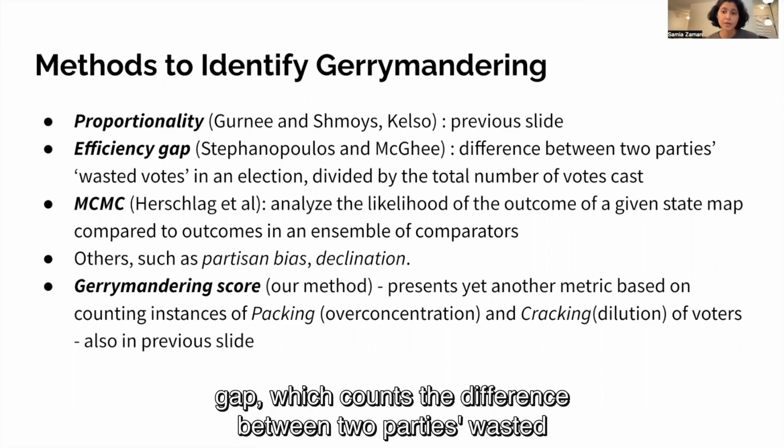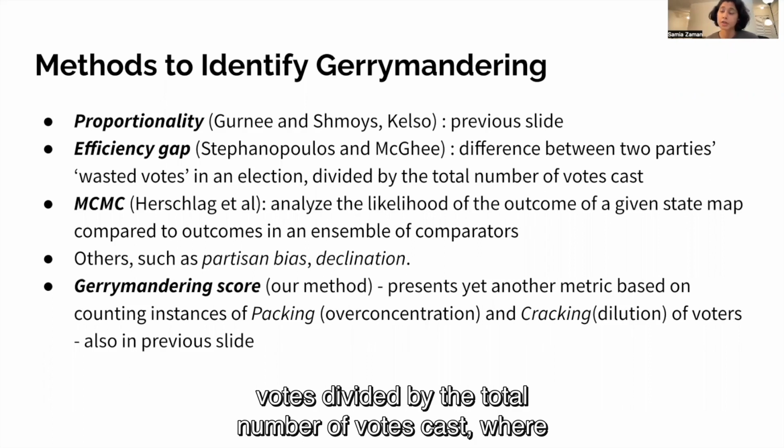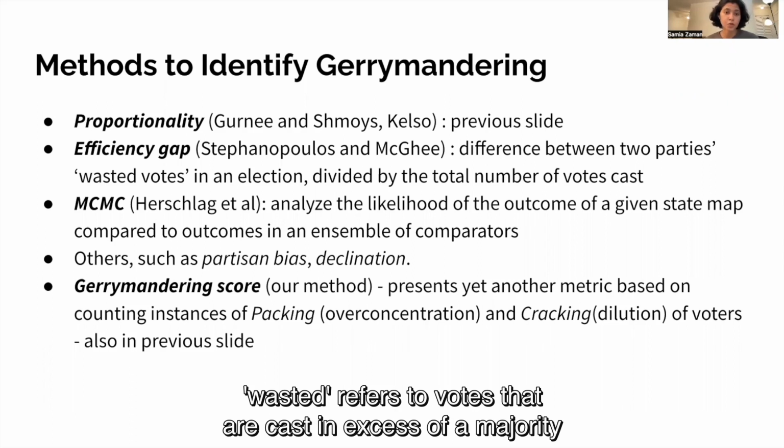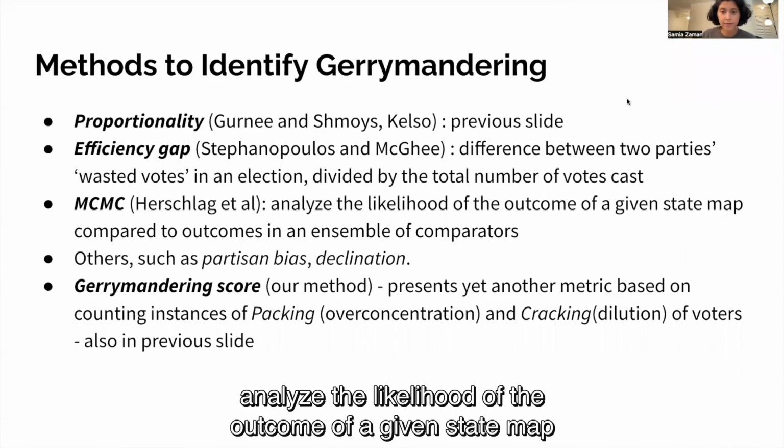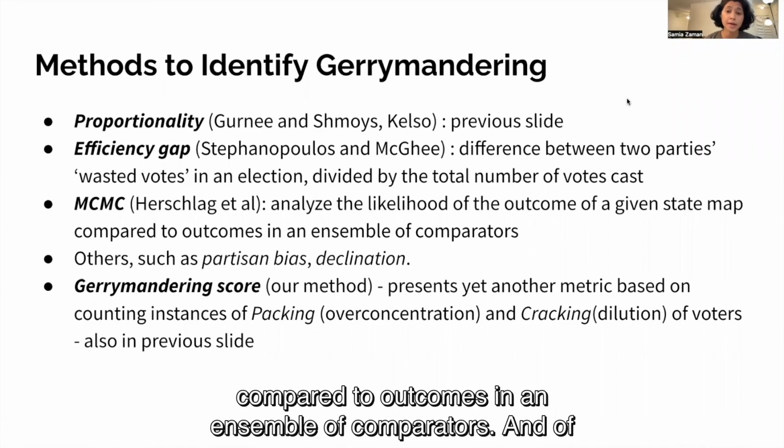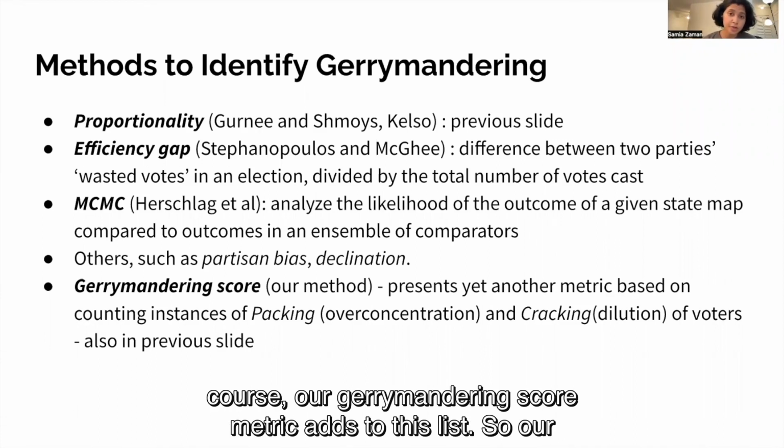Efficiency gap, which counts the difference between 2 parties' wasted votes divided by the total number of votes cast, where wasted refers to votes that are cast in excess of a majority or those that are cast for a losing party. MCMC methods, which analyze the likelihood of the outcome of a given state map compared to outcomes in an ensemble of comparators. And of course, our gerrymandering score metric adds to this list.